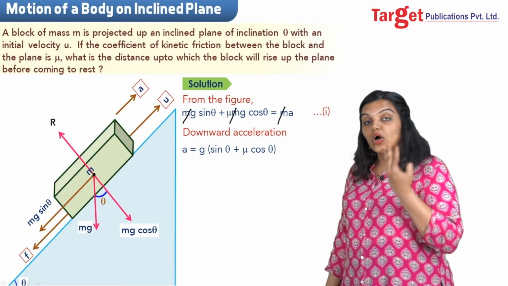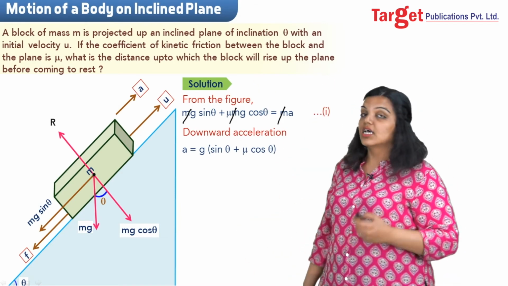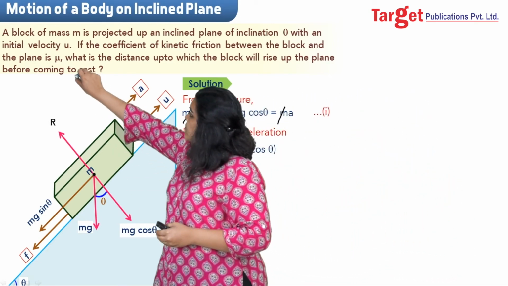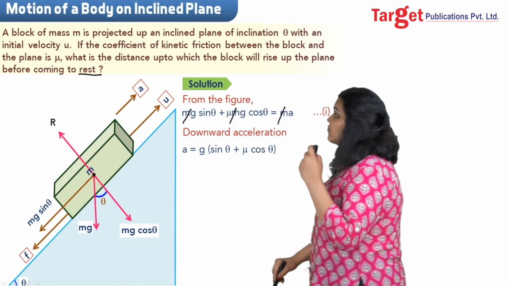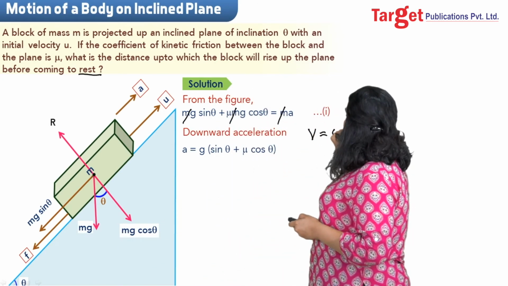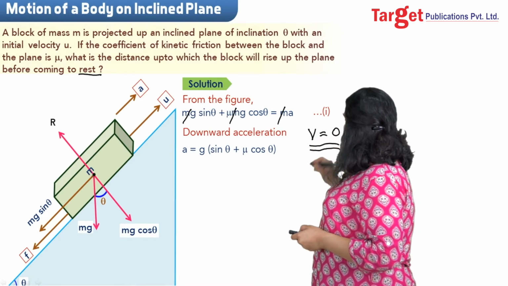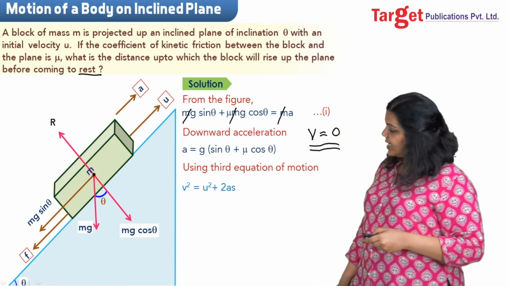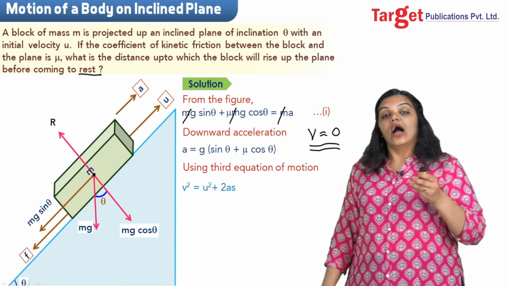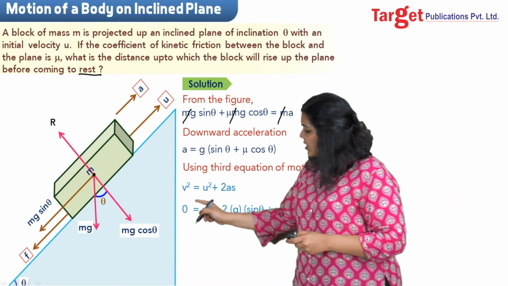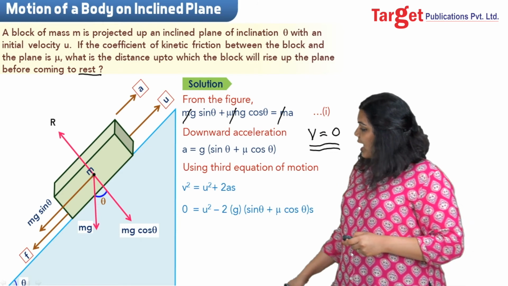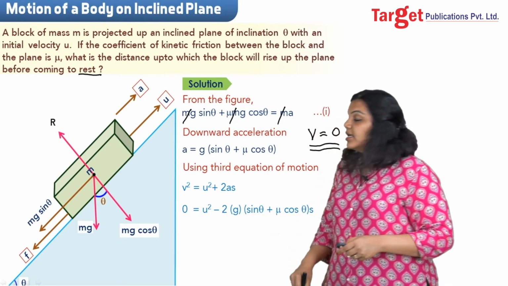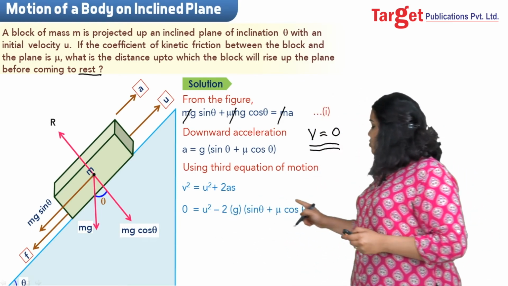But the question is not what is the acceleration, the question is what is the distance up to which the block will rise up the plane before coming to rest. If it comes to rest, it means that my final velocity v should be equal to 0. Using this, I can use the third equation of motion, v square is equal to u square plus 2as, with v equal to 0, u given as u, and a equal to g sine theta plus mu cos theta with a minus sign because it's a downward acceleration, and what you need to find is s.